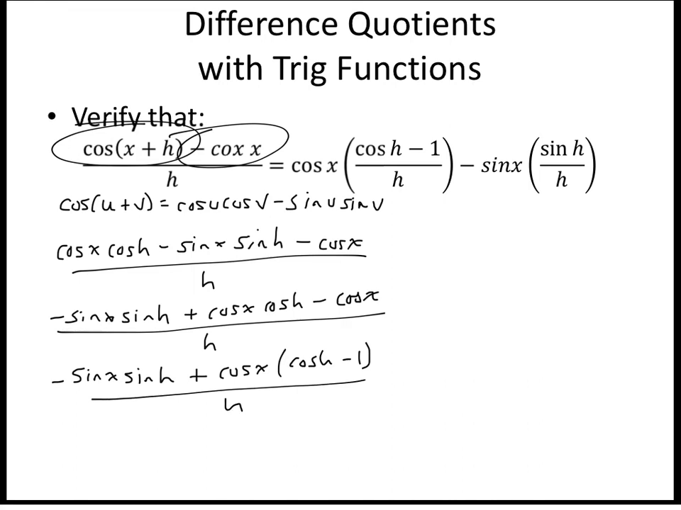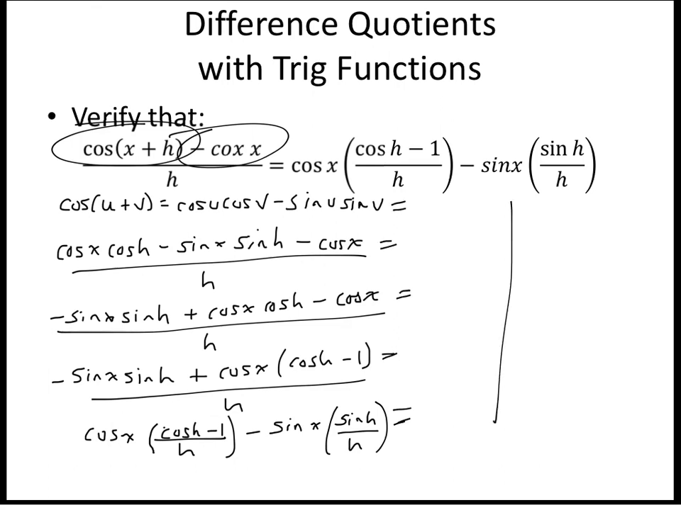Now, this part of things can be broken up to look like this. So I can rewrite this as cosine of x times cosine of h minus 1 all over h. And then I can look at this part of things, right, because this is also over h. So that's minus sine x times sine h over h. And now my sides all look like the right-hand side up here.